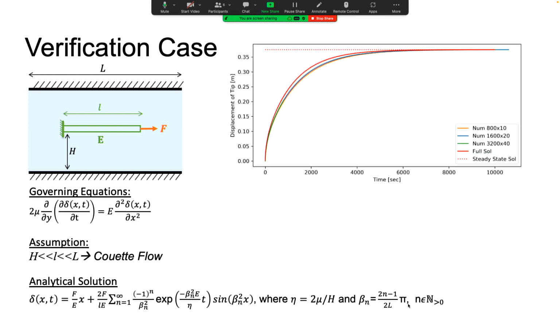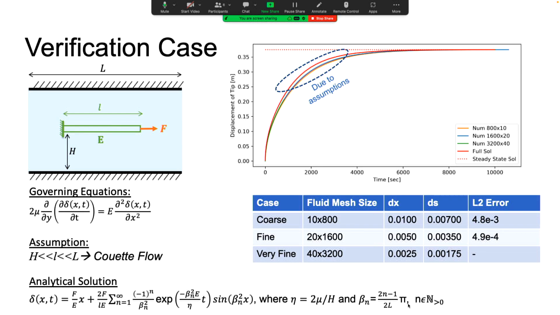This is if you are tracking the point that is moving. The red line is the analytical solution, and the other lines, which are orange, blue, and green, are your numerical solution. And if you see, they are actually matching the analytical solution. There's a bit of a difference here, and this is due to our assumptions, where we assumed it's a Couette flow between the moving plate and the non-moving body.